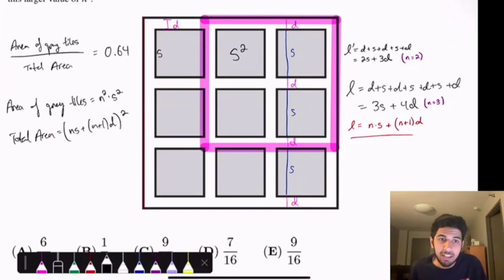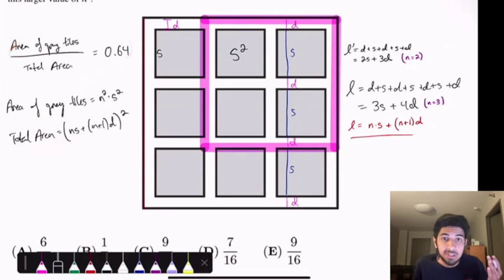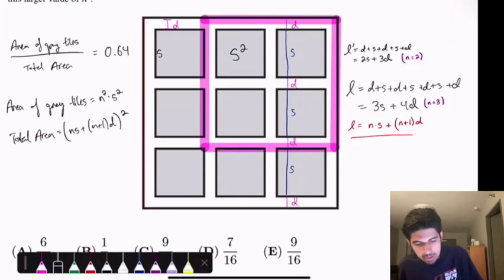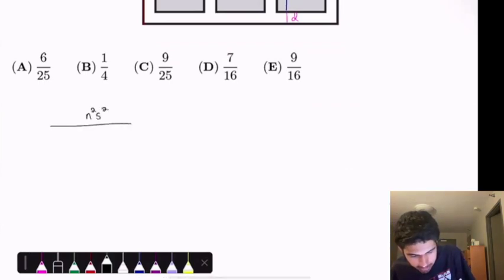So now we have an equation, we have these two quantities that we just found that we're going to substitute back into our fraction, and we're in good shape because we have d and s. So let's see what happens when we do that. In the numerator, we'll have n squared s squared. In the denominator, we'll have (ns + (n+1)d) squared, and this should equal 0.64.